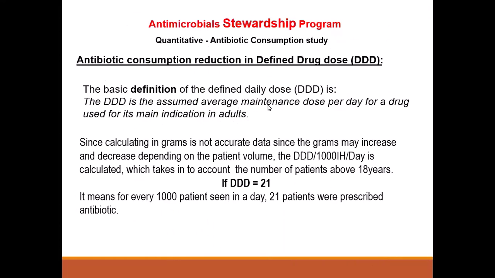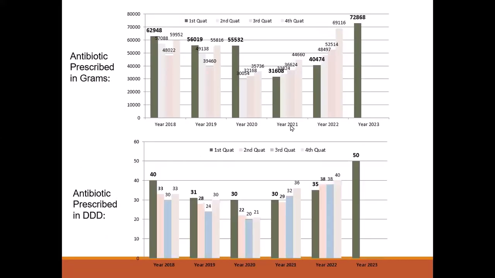So it is the assumed average maintenance dose per day. If the defined daily dose is 21, it means for every 1,000 patients seen, 21 patients were prescribed antibiotics. And again, we will not go by numbers. There will be analysis of the prescription: why it is used, and whether the type of antibiotic is appropriate for this type of pathogen or disease, I mean for the infection.